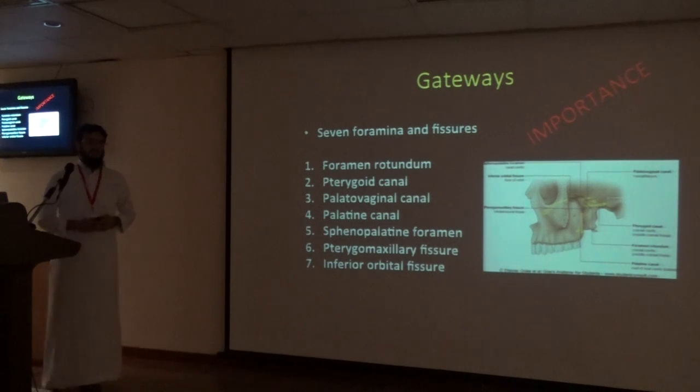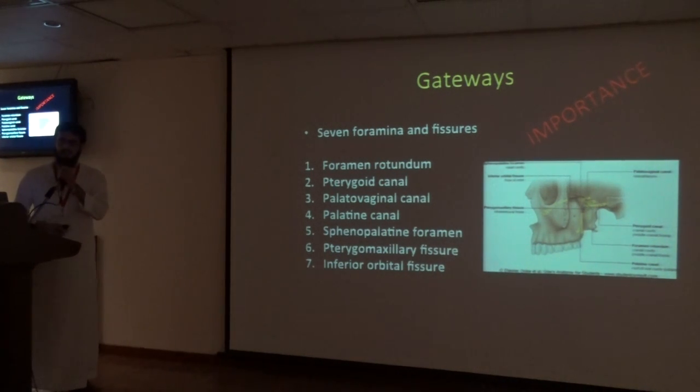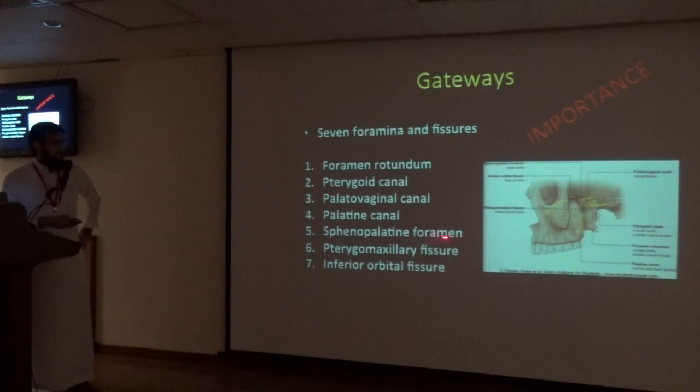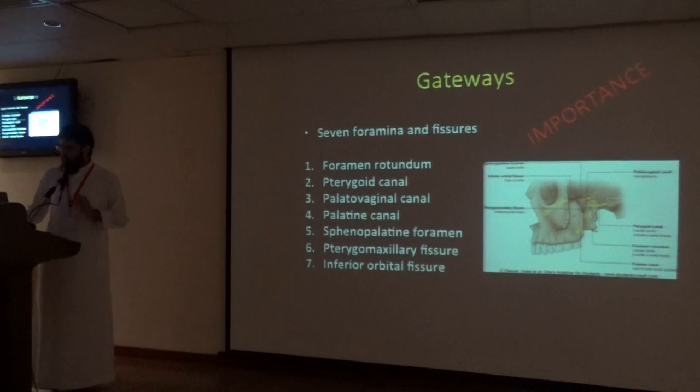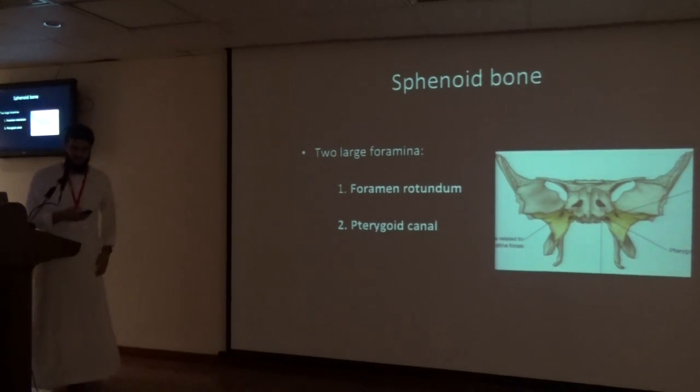So, what is the clinical importance of this pterygopalatine fossa? It's a very, very important area, especially whenever we have a tumor or infection. It will spread to the skull base and different areas of the head and neck through those foramina and fissures. So we have the foramen rotundum, the pterygoid canal or vidian canal, palatovaginal canal, palatine canal, sphenopalatine foramen, pterygomaxillary fissure, and inferior orbital fissure. We will see some of these openings and fissures.